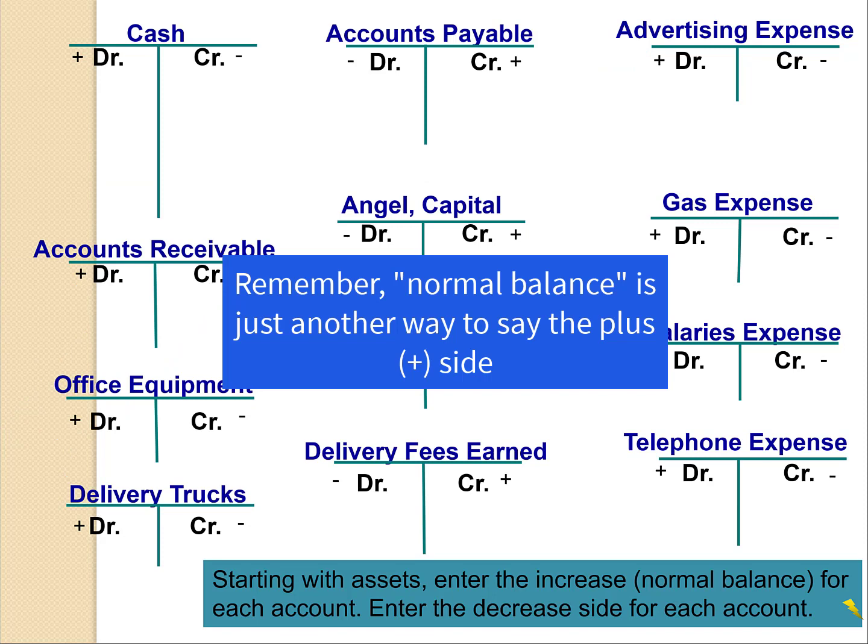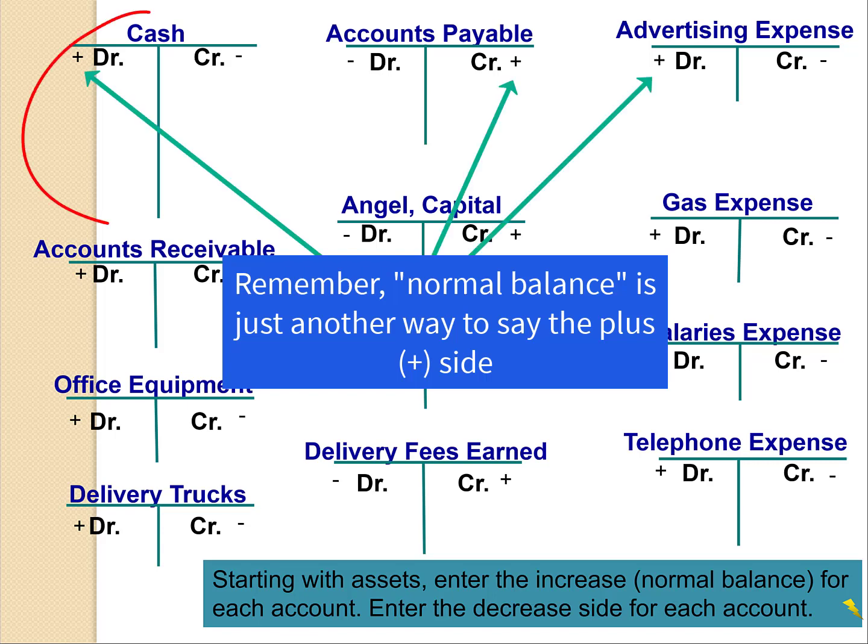So let's talk about the normal balance side really quickly again. Normal balance, remember, just means the plus side of an account. Think about your cash account. Remember, cash account is the same as your checking account. So does your checking account normally have a positive balance or a negative balance? It should normally have a positive balance. Now, it's possible you could balance a check and temporarily have a negative balance, but that's not the normal balance.